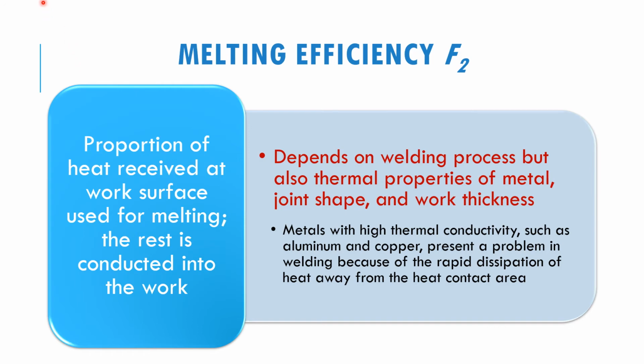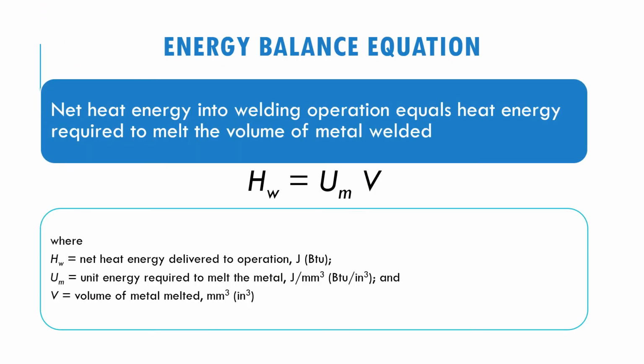The energy balance equation says the net heat energy into the welding operation equals the heat energy required to melt the volume of metal welded. So this equation becomes HW equals UM times V, where HW is the net heat energy delivered to the operation, UM is the unit energy required to melt the metal, and V is the volume of the metal melted.